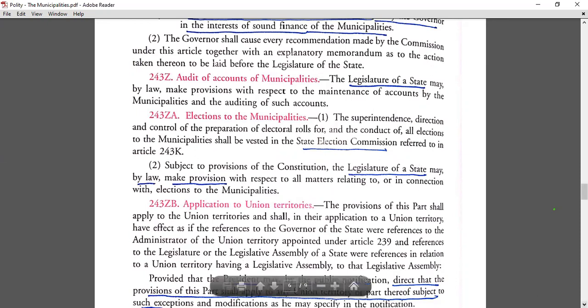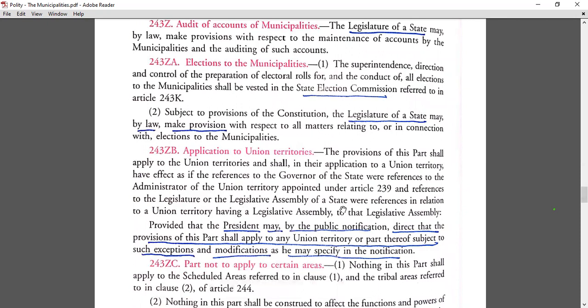Now, application to union territories. This will work for union territories also. The provisions of this part shall apply to all union territories, and union territories we have already covered. Provided that the President may by public notification direct that the provisions of this part shall apply to any union territory or part thereof, subject to such exceptions and modifications as he may specify in the notification. It means the President will direct that all these provisions of municipalities will be applied to the union territories. But yes, if the President wants, he may specify some exceptions and modifications also.